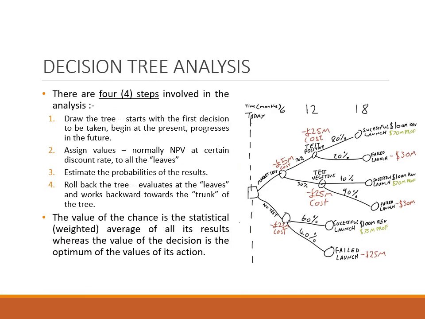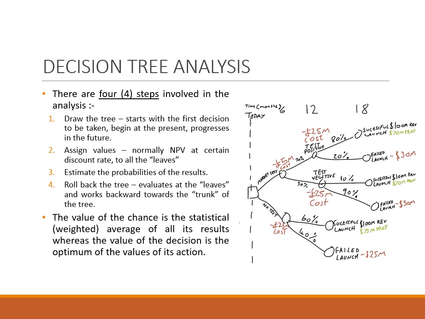Now, there are 4 steps involved in drawing the decision tree analysis. Okay, first of all, you draw the tree and you start with your first decision to be taken. You begin at the present and then you progress to the future. Like the present is, you want to open a food truck. So the future is what will be your earnings.